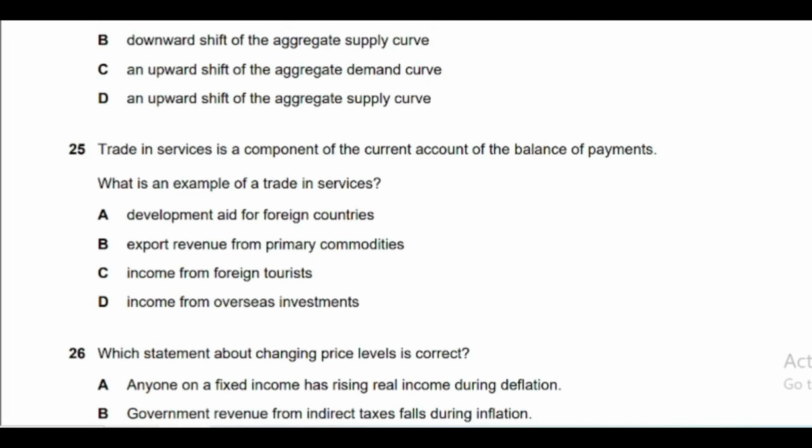Now question number 24, what is a certain outcome on an aggregate demand and aggregate supply diagram of an increase in factor productivity? If factors of production become more productive and efficient, then it will definitely increase aggregate supply, and when aggregate supply increases, it shifts to the right or it shifts downward, right? So when aggregate supply increases, this is, let's suppose, initial aggregate supply. If aggregate supply increases, it will move to the right, or we call it downward shift in aggregate supply. So option B is correct answer.